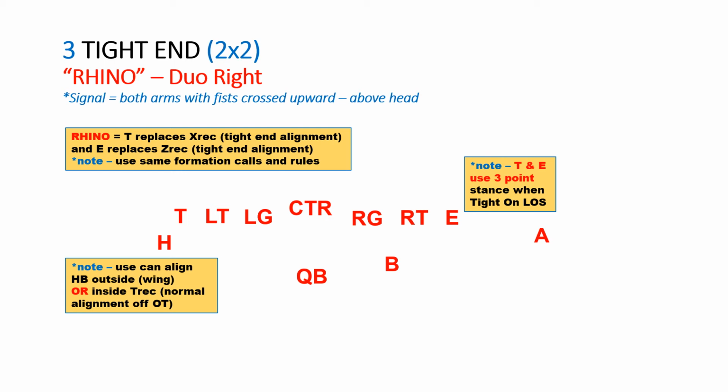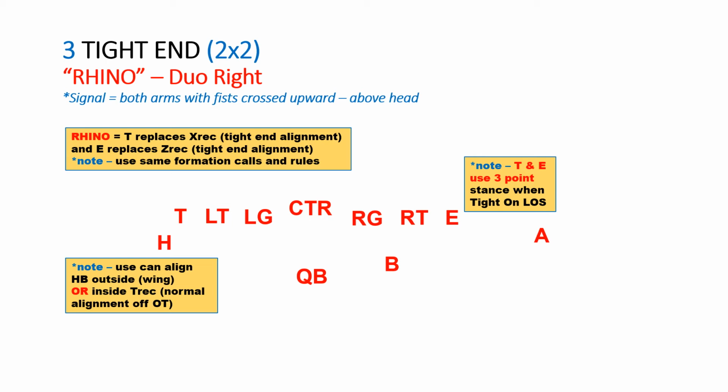All right, to finish up now, we're going to show some 3 tight end sets. This is great if you have the personnel because it creates a defense to cover 9 gaps across the front. First one is Rhino, and that is out of a 2x2 here, so it's Rhino duo right. The signal is now both arms with their fists upward but crossed now above the head.